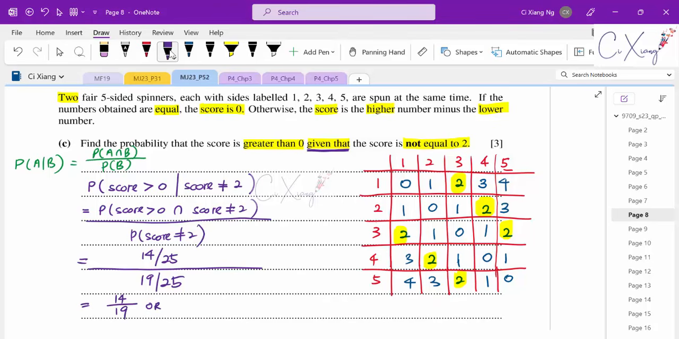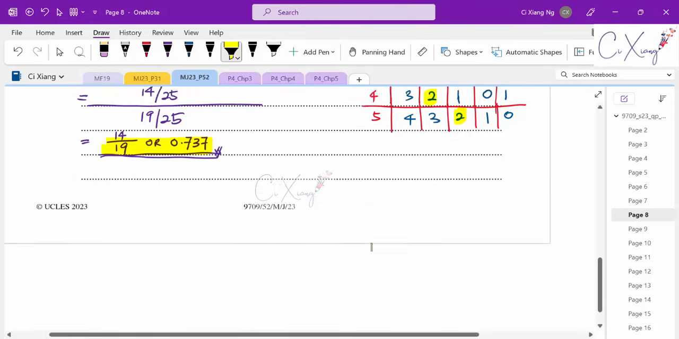Or if you want, you can change it to 3 significant figures again, which is 0.737. Right, so this is how we decide the conditional probability for part C. So for me, I'm using the possibility space diagram, where I feel very secure. Although setting up this table is a bit time consuming, to me it actually shows all the possible outcomes, which I feel is very, very safe to use. Okay, then now we continue to part D.